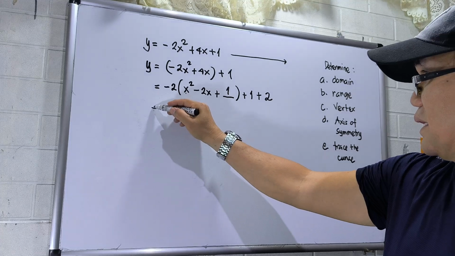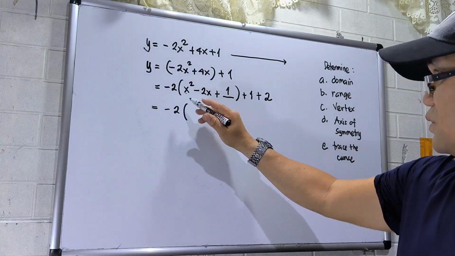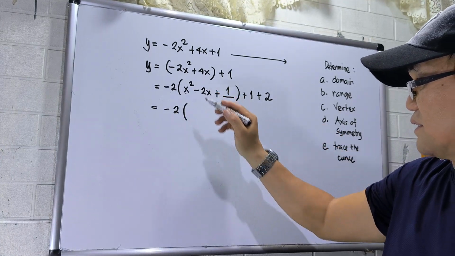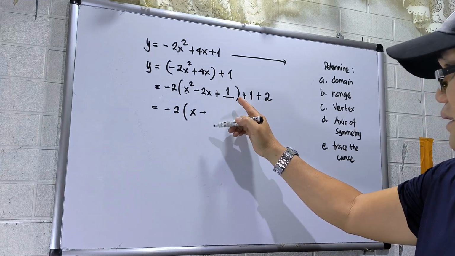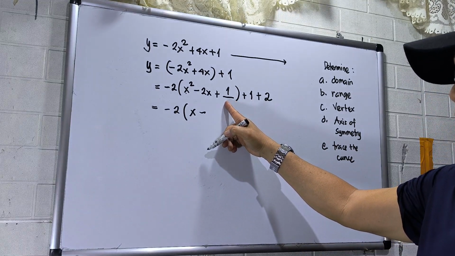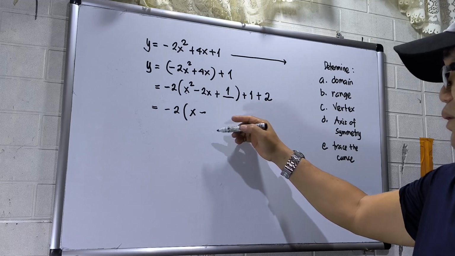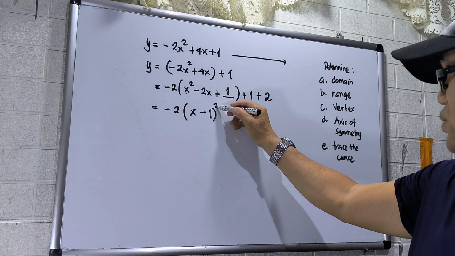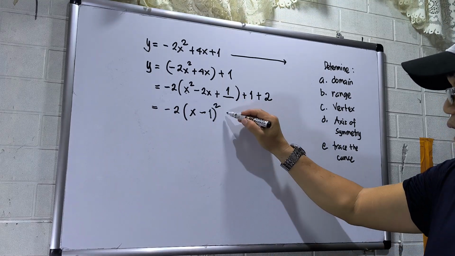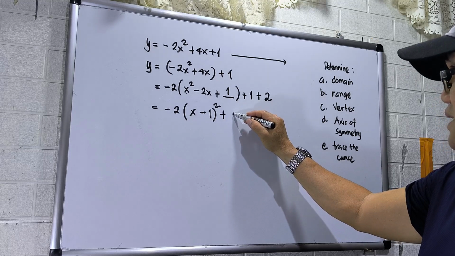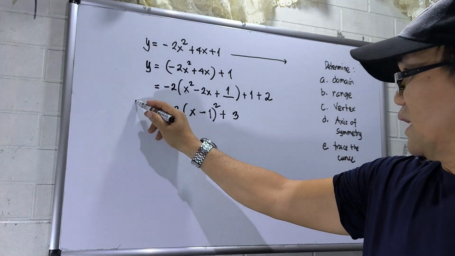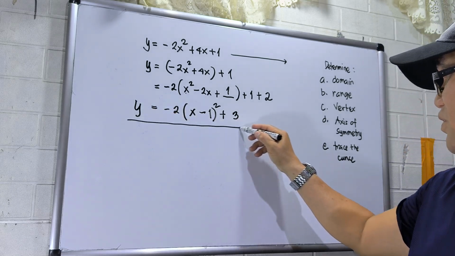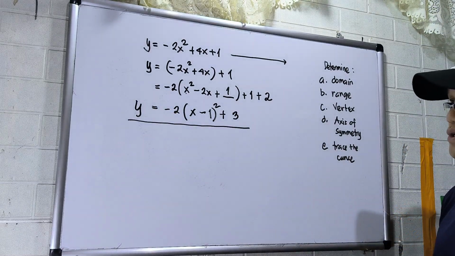And then, this will be negative 2 and then factor this one. Since the middle term is negative, this will be x, then minus 1, squared. Then this will be plus 3. Okay? So, I have now the vertex equation.